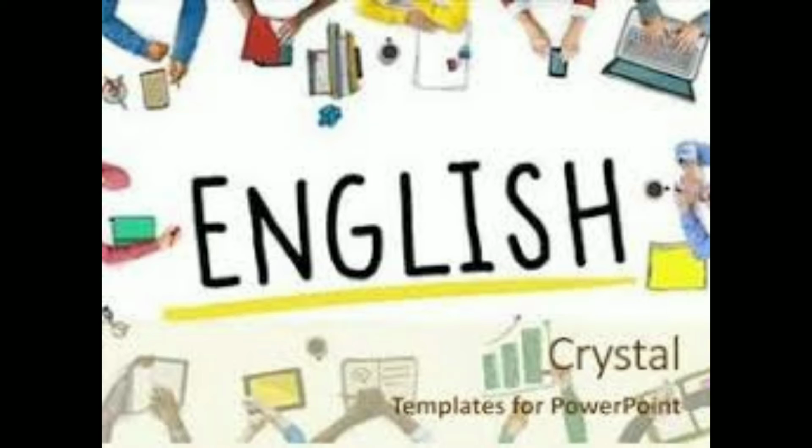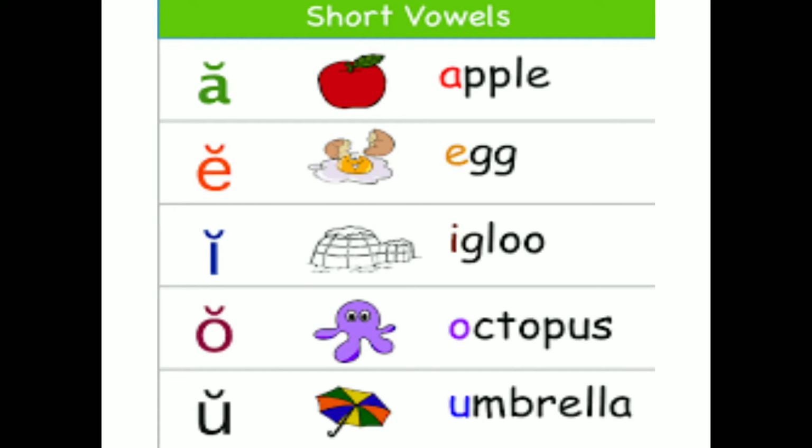Okay, let's see short vowels. These are short vowels. A for apple. E for egg. I for igloo. O for octopus. U for umbrella. These are short vowel sounds.